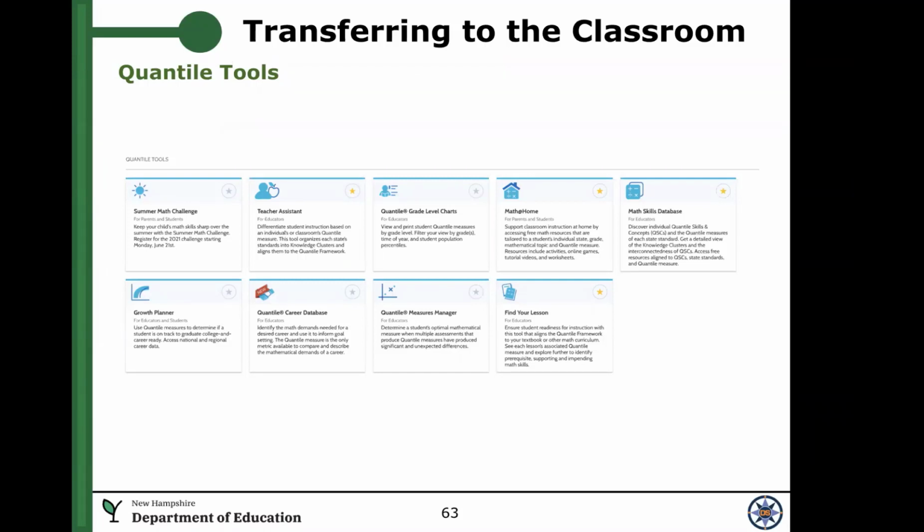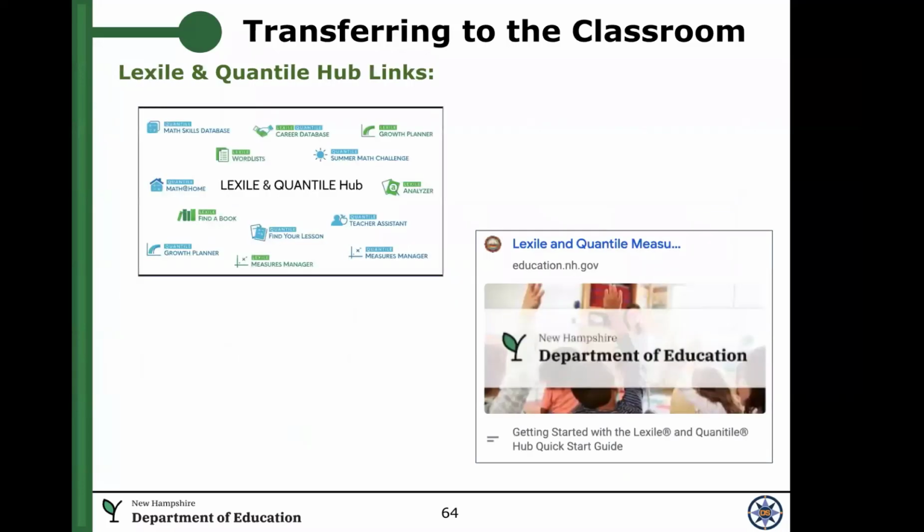We're already over time. If you want to stick around for a few minutes and learn a little bit about specifically some of these tools, then go ahead and hang on and we can get you to the Lexile Quantile site. But this is again a free tool that you can use to understand skills that students need at any grade level. The links are right in here.